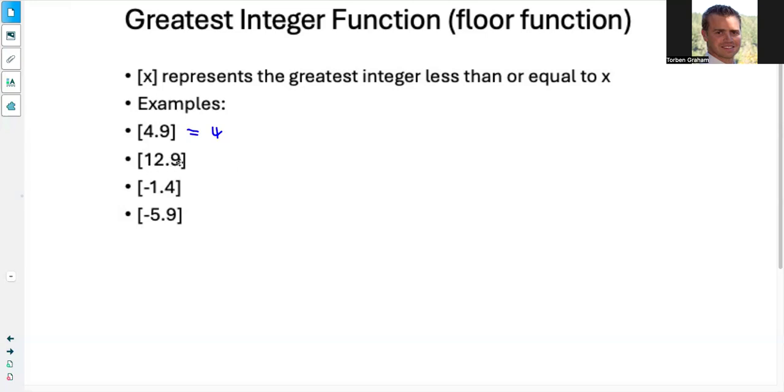Same as this one, the floor function of 12.9 means we're looking for the greatest integer less than 12.9, which is going to be 12. Once again, the floor function of negative 1.4 is our greatest integer that is less than negative 1.4, which would be negative 2. And then the floor function of negative 5.9 would be negative 6.